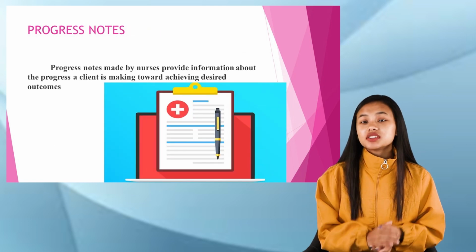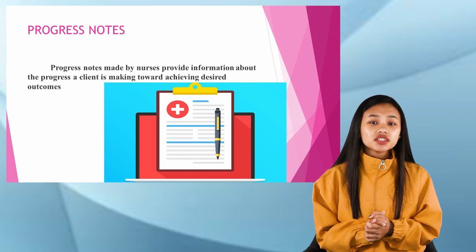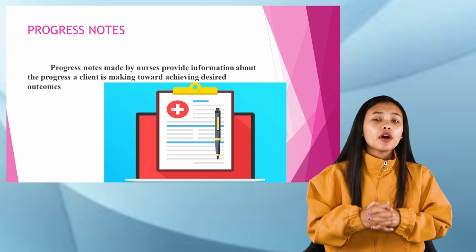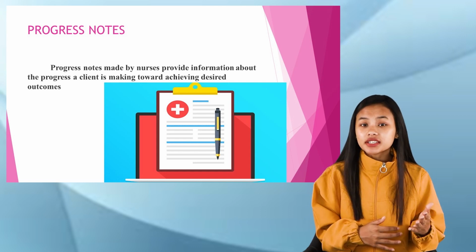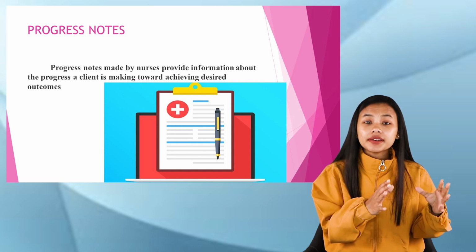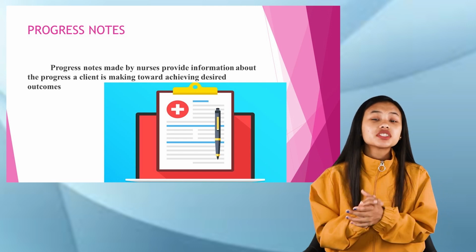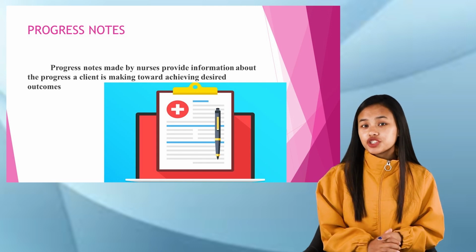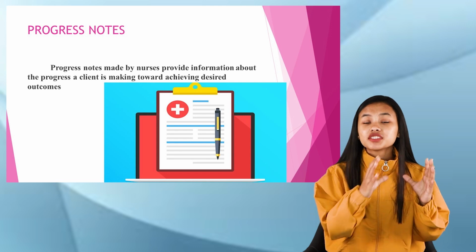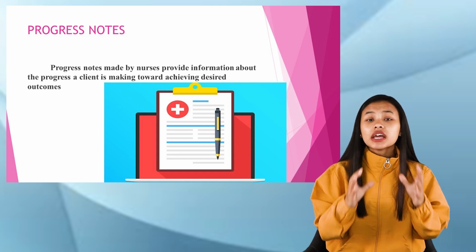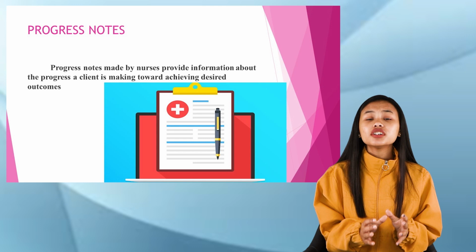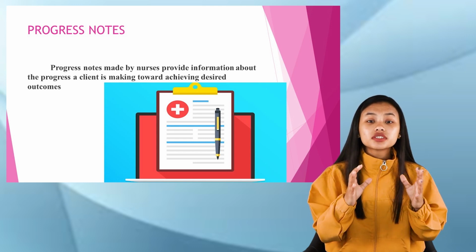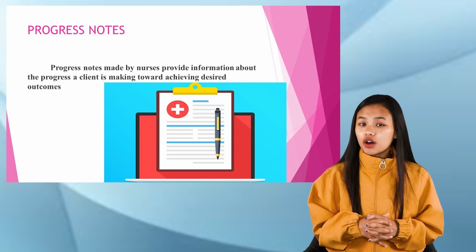And the next one is the progress notes. Here, progress notes made by the nurse will provide information about the progress of the client's health status, about the progress that a client is making towards achieving the desired outcome. Here in every file of the patient, you will always find these progress notes. The progress notes are maintained so that the nurse will be able to document the progress of the client's condition towards achieving their desired outcome.